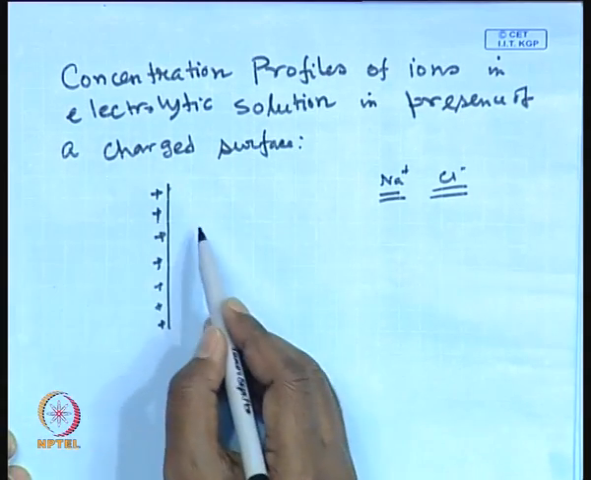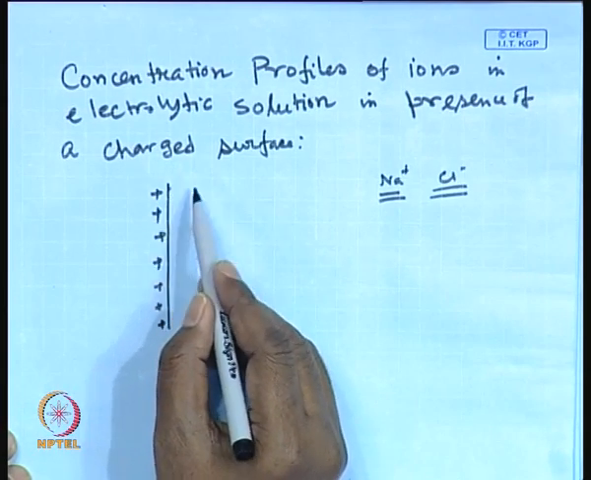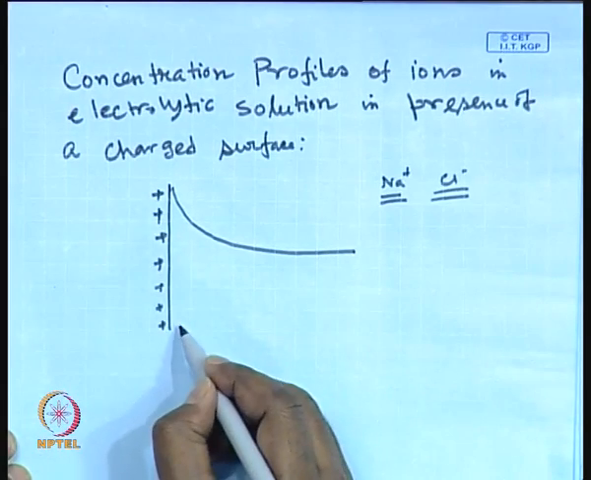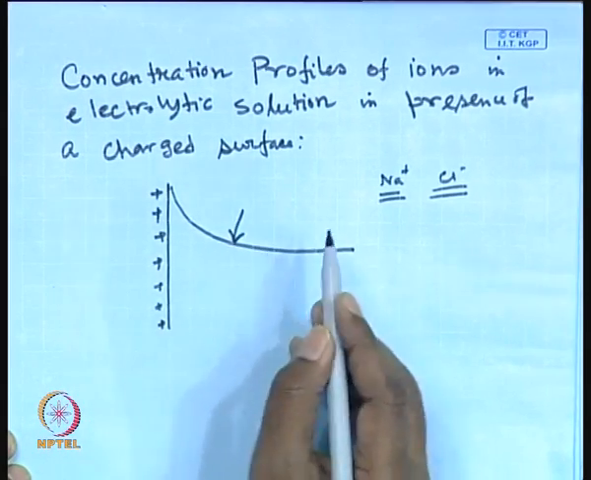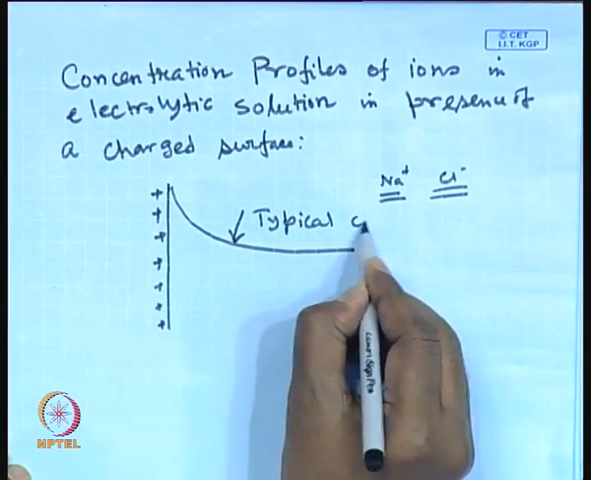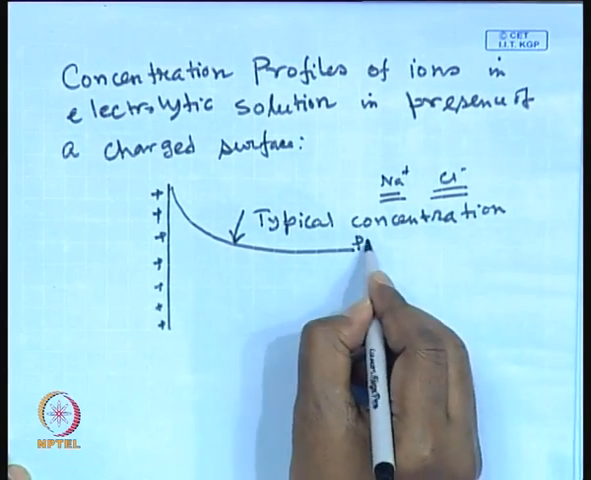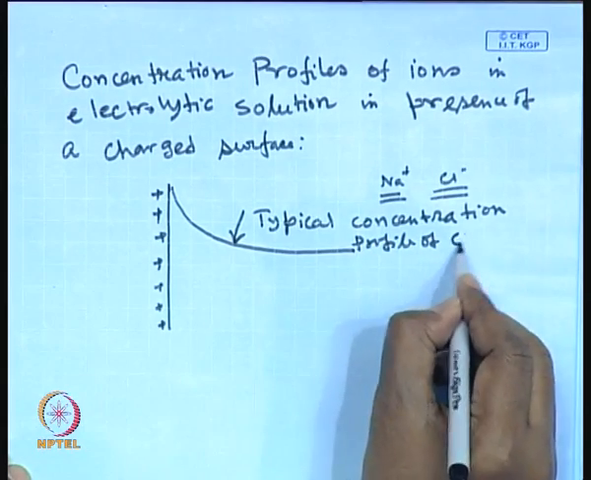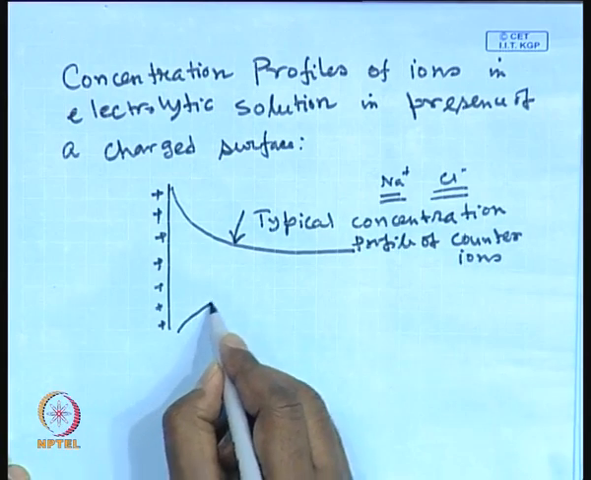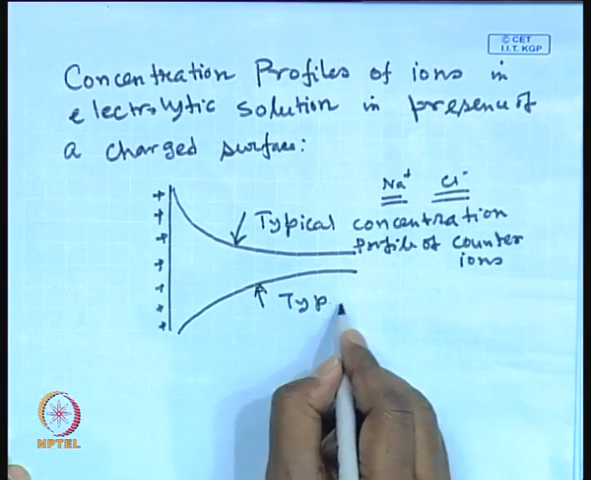So, the concentration of the counter ions will be maximum at the surface, because more counter ions will accumulate there, and it will decrease exponentially towards the bulk. So, this will be the typical concentration profile of counter ions. And this will be the typical concentration profile of co-ions.